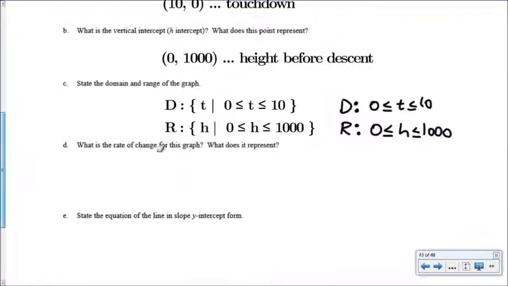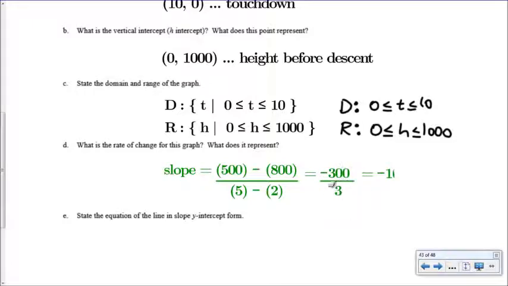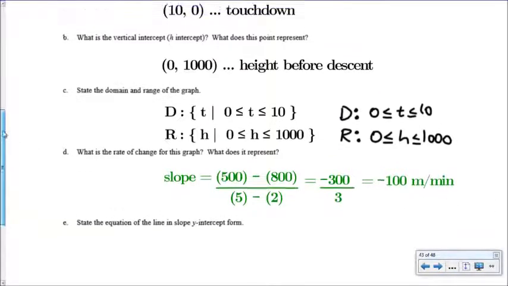So more formally, I've got it written out here. So those are my points that I chose. You get there, negative 300 divided by 3, which is negative 100 meters per minute. So that's their rate of descent. I don't know if I put anything there, that's it.